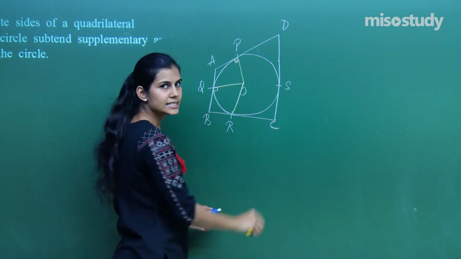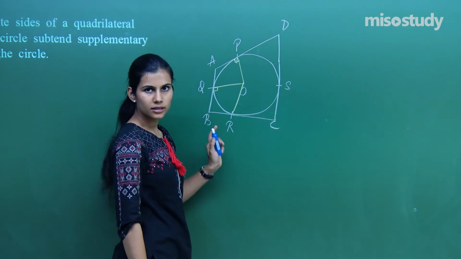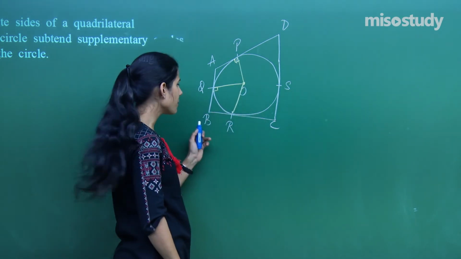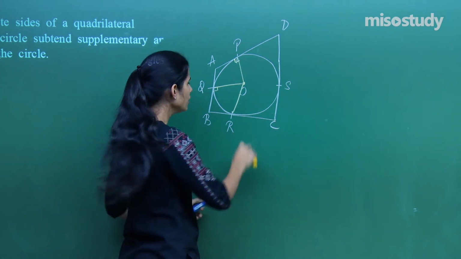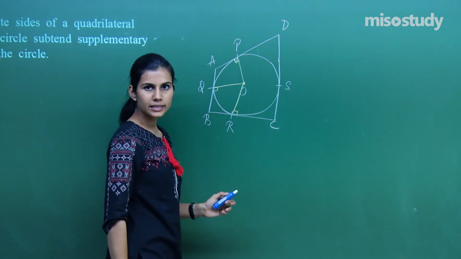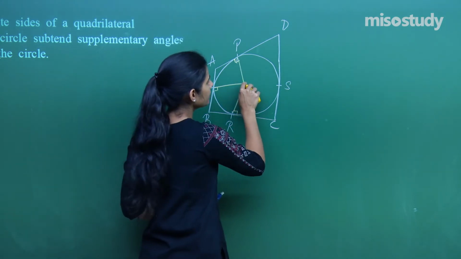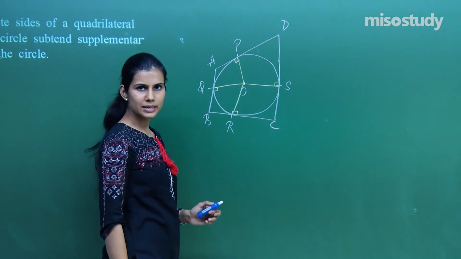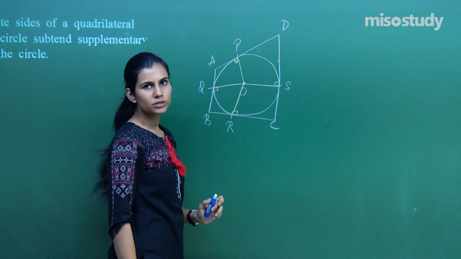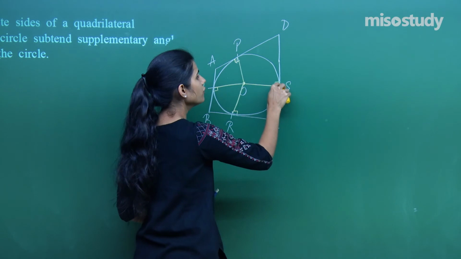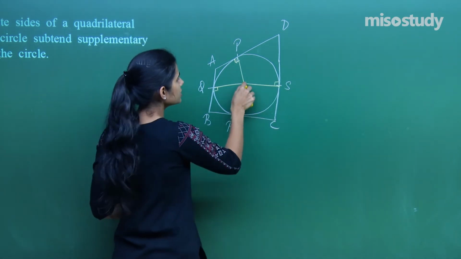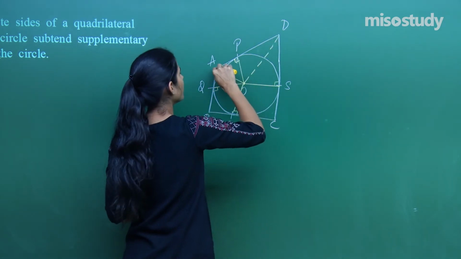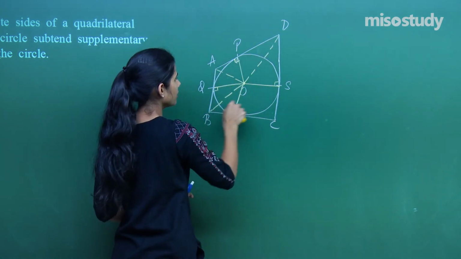Then BC is actually the tangent to this circle. If BC is a tangent to this circle, then OR is the radius, and radius is perpendicular to the tangent through the point of contact. So, OR will also be perpendicular to BC. Clear? Similarly, OS will be perpendicular to CD because CD is also a tangent to the same circle, and radius is perpendicular to the tangent through the point of tangency or the point of contact. Now, what you do is you draw these lines joining the center with the vertices of the quadrilateral.